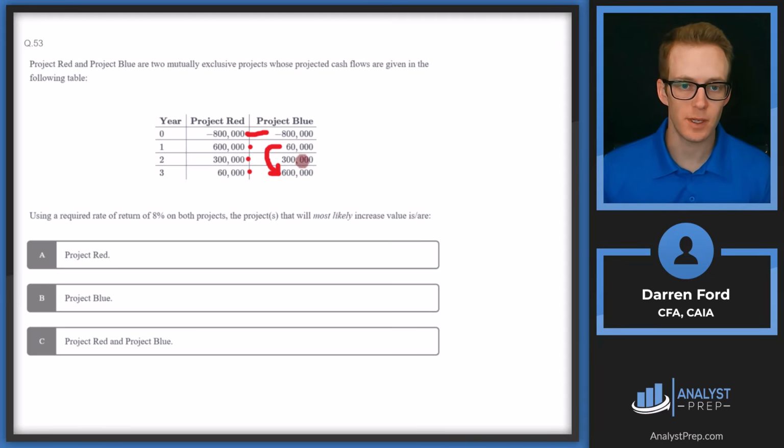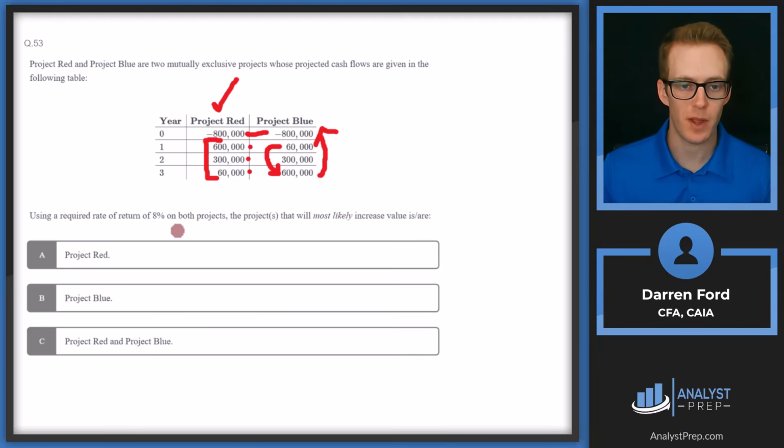So given this, they're getting the same amount back. However, Project Red certainly looks better since we're getting more of our money back sooner, meaning this 600,000 for Blue is going to have to be discounted back by 3 years, whereas Red, it would only have to be discounted back by 1 year. So Project Red is looking better so far. Let's see what the question is.